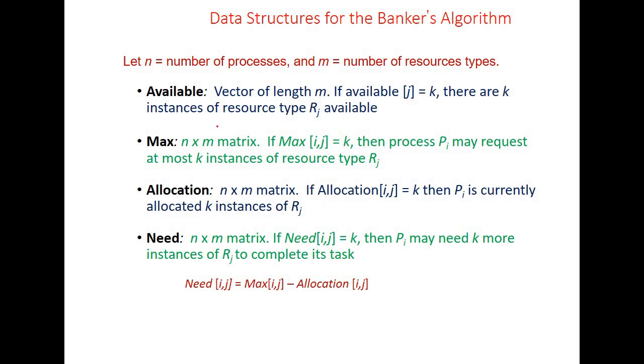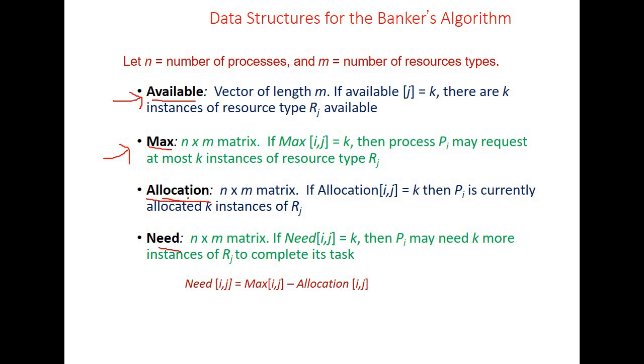Banker's algorithm maintains four data structures: the available list, maximum list, allocation list and need list. Available is a vector. This will maintain the list of available resources in the system. Max is a matrix. It is going to maintain the maximum resources required by each process for its execution to complete.